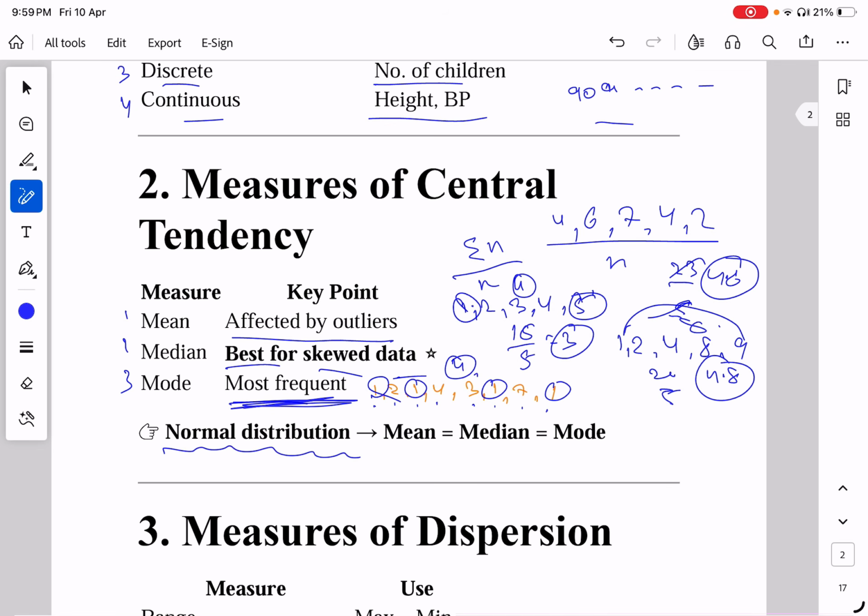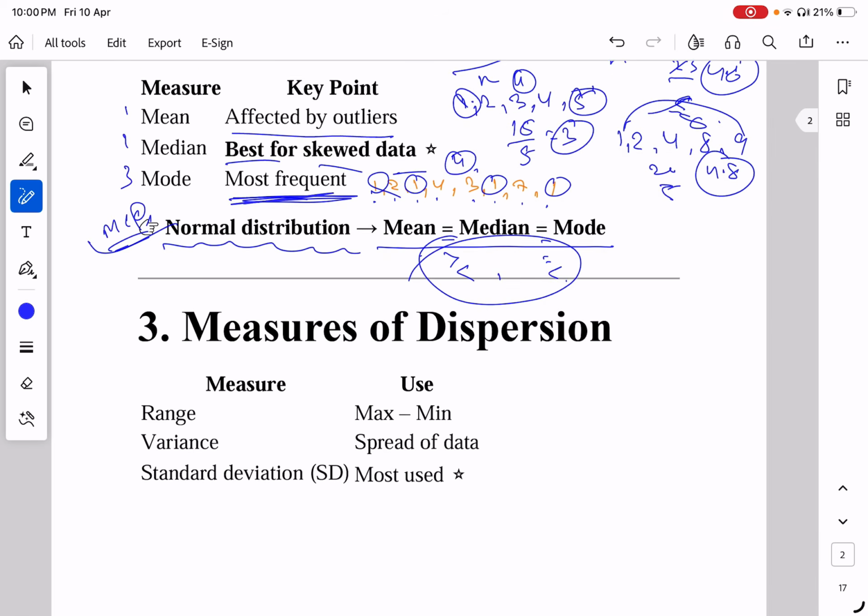In case of normal distribution, mean is equal to median equal to mode. So this is an MCQ question. For normal distribution, they may give options like mean equal to median equal to mode, mean more than median equal to mode, or mean less than median less than mode. Any sort of questions they can frame. So you should remember in normal distribution, mean equals median equals mode.